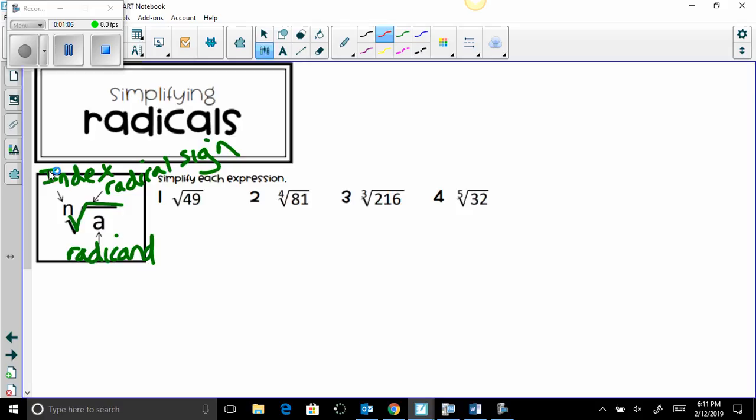All of this should be review also. The square root of 49. Remember, if the index is 2, you're not going to see it there. It's kind of invisible. When it's asking for the square root, you will never see the index there. So the square root of 49 is 7.